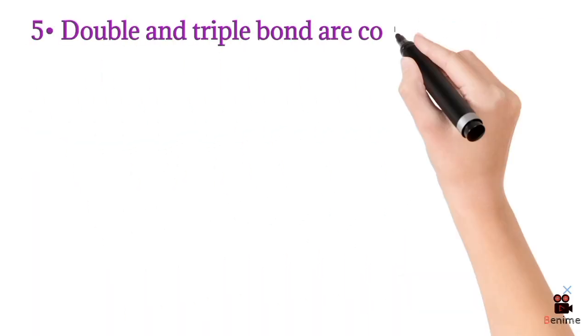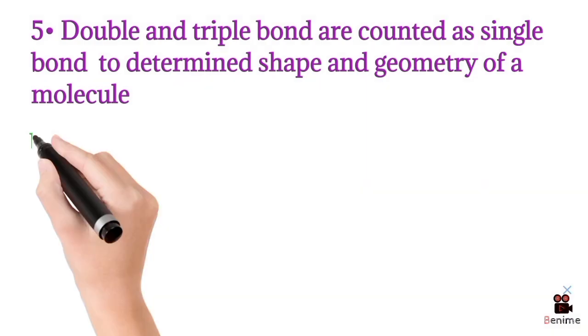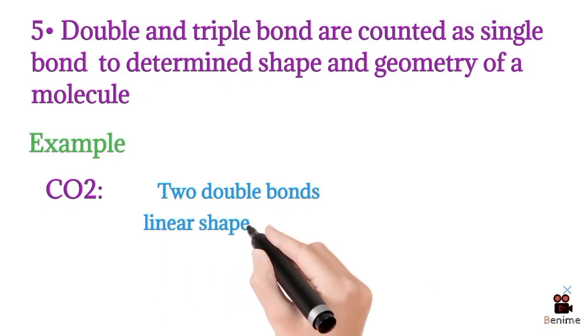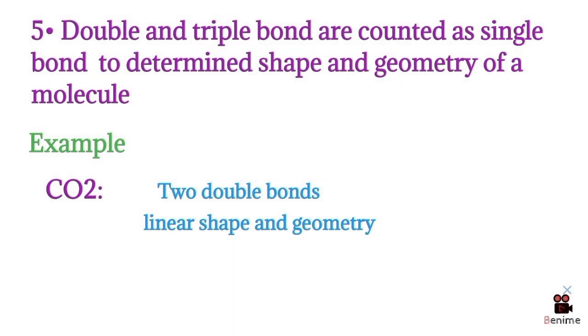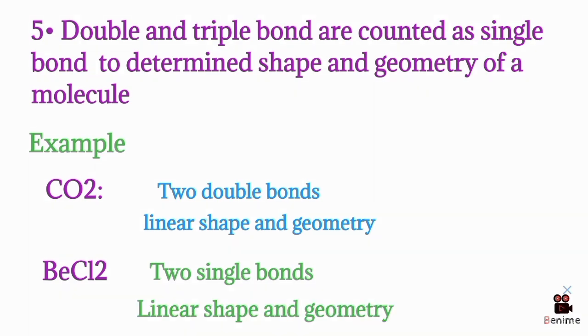A double bond or triple bond is counted as a single region of electron density to determine the shape and geometry of a molecule. For example, in the case of carbon dioxide, there are 2 double bonds between carbon and oxygen. Its formula is CO2. Its shape and geometry are linear. But in the case of BeCl2, there are 2 single bonds between beryllium and chlorine. Its shape and geometry are also linear. We will discuss all other possible shapes in the next video.